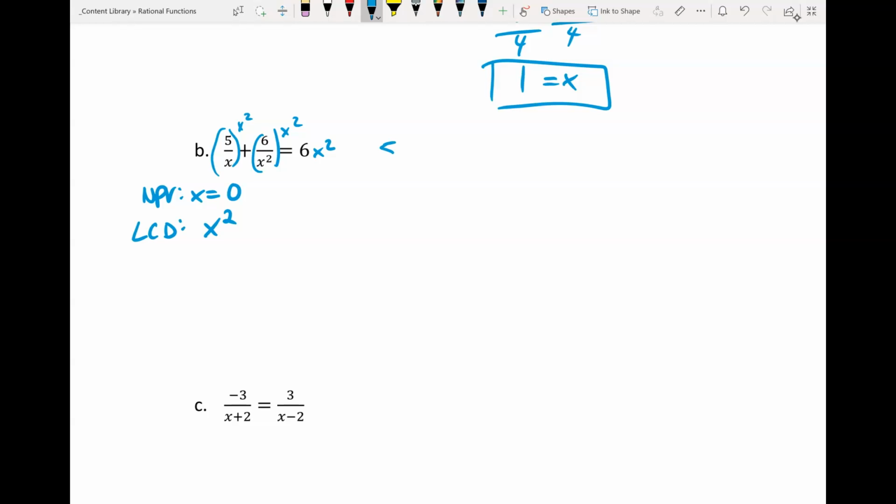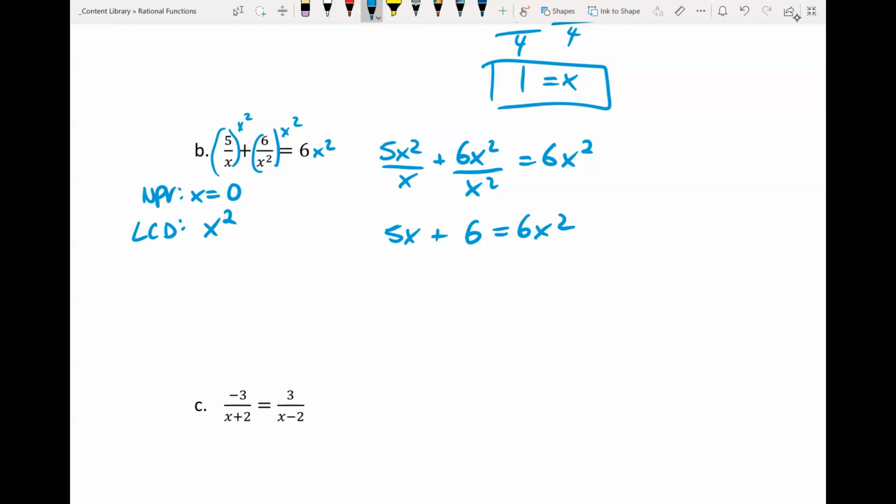It's going to look something like this. We're going to have 5x squared over x plus 6x squared over x squared is equal to 6x squared. Again, remember we're only multiplying by the LCD to the numerator of each. Okay, now we're going to simplify. So this is going to become 5x, because x squared divided by x is x. Our next term is just going to be left with 6, and then we still have a 6x squared here.